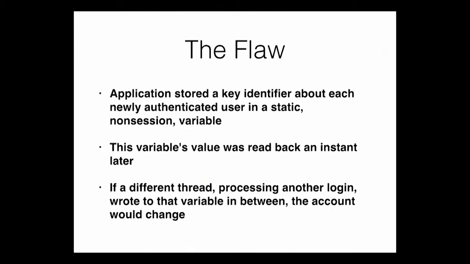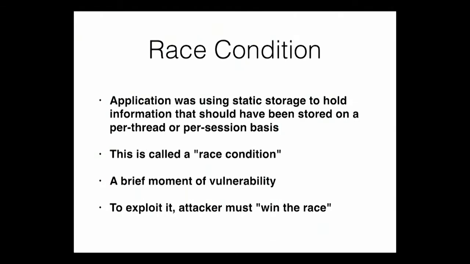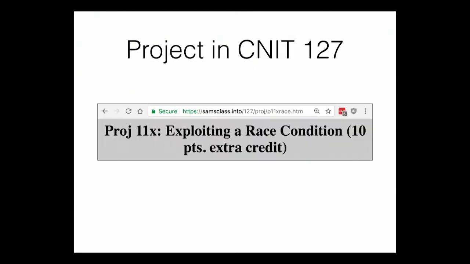Some part of it did not separate the data. It put something in a static non-session variable, like something in the temp folder that was shared between users, then read back an instant later, and if it is changed in that intermediate time, this is the classic race condition. Classic type here, and I just added this to my 127 class.